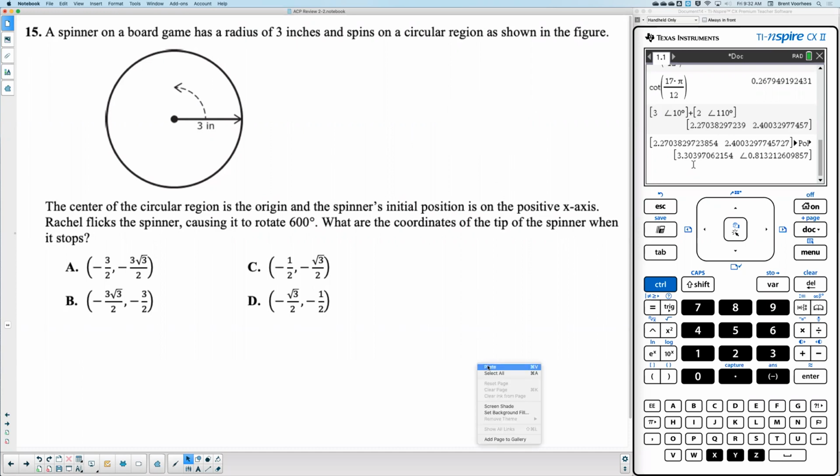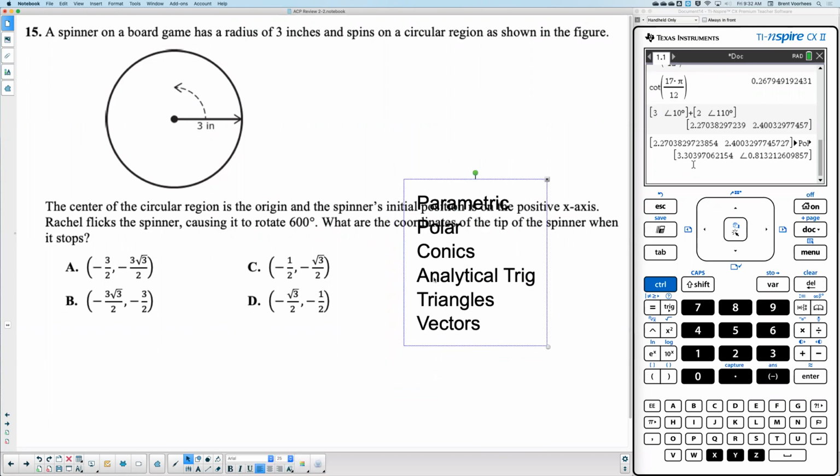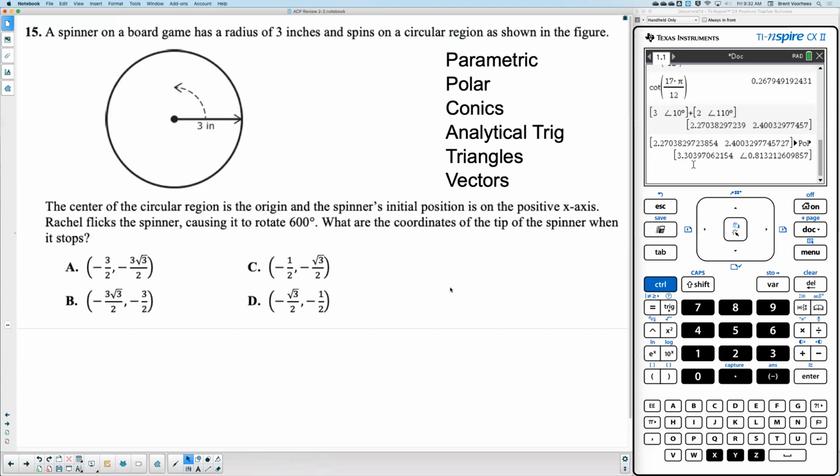Now, this one might be a little bit trickier for you to figure out what type of problem this is. But it is one of those types of problem. Which one would this fall under? Yeah, I would put it under polar. Technically, it might go under analytical trig, but I would put it under polar because of what you're seeing here: a circle. Now, how did I tell you to do polar the other day? Desmos. So let's go to Desmos.